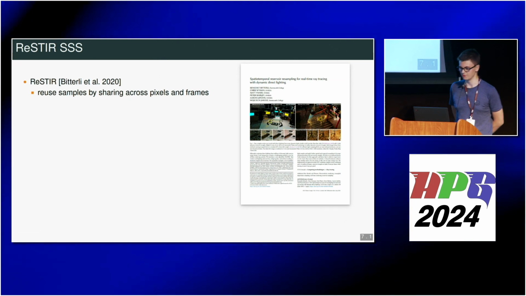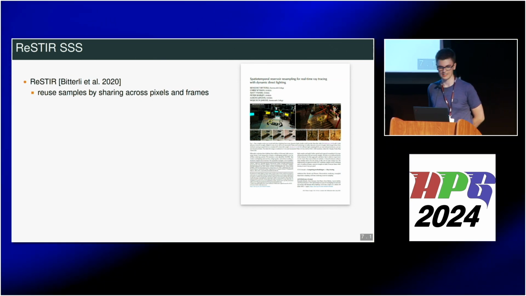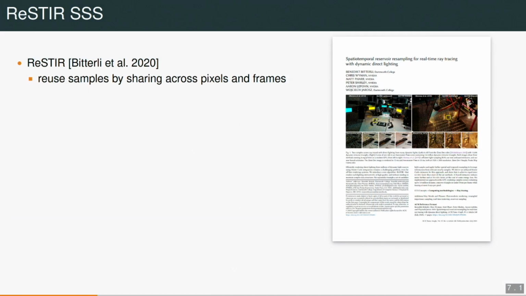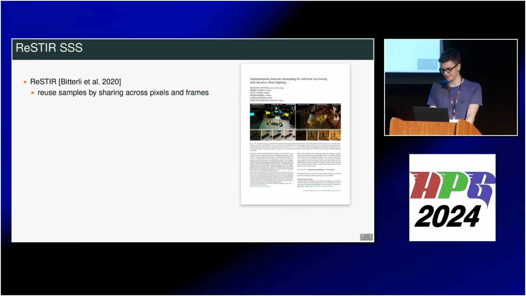So ReSTIR was introduced by Bitterli and colleagues and has become widely adopted in this domain of real-time path tracing since then. And the idea is that we reuse samples by sharing information about found light paths across pixels and frames. And with this spatiotemporal reuse, cost can then be amortized.